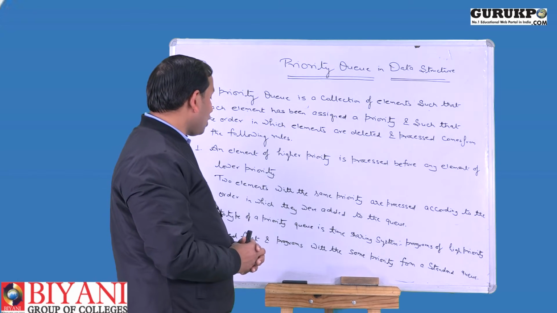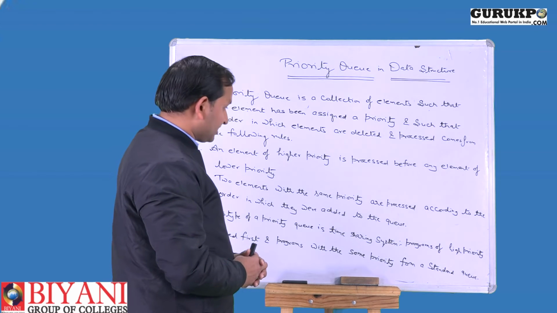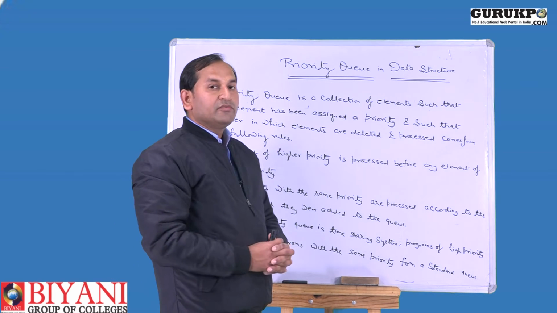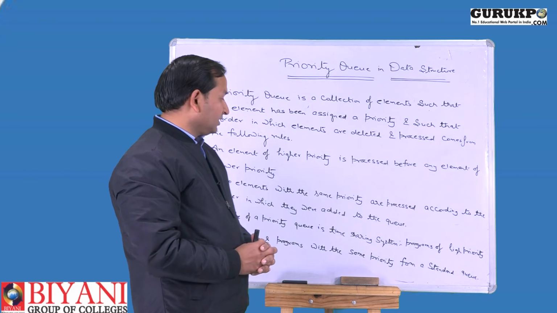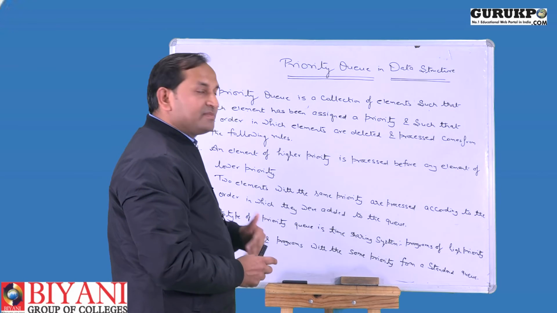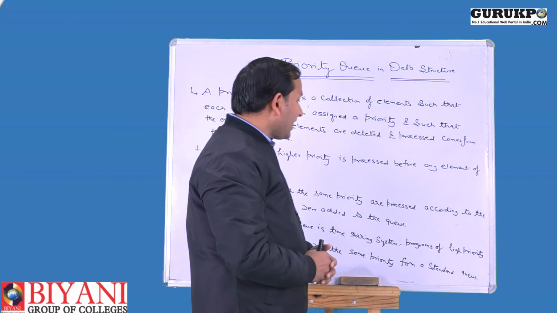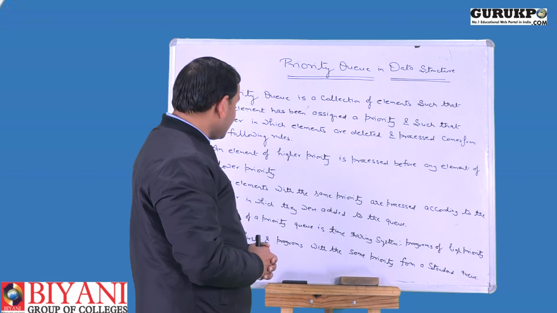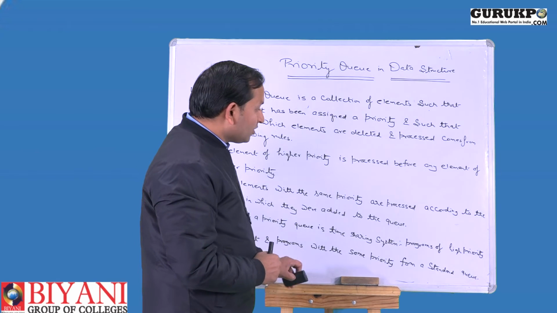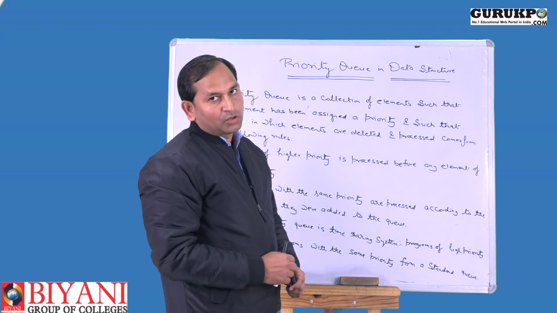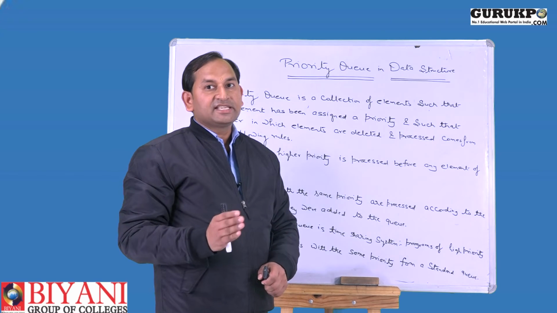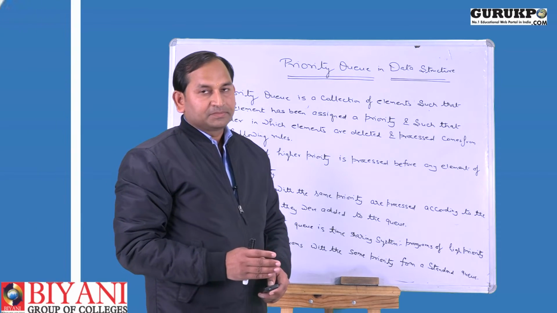A prototype of a priority queue is the time sharing system. Generally, a priority queue is used in a time sharing system. In a time sharing system, programs of high priority are processed first, and programs with the same priority form a standard queue. So, these are the basic definitions of priority queue.